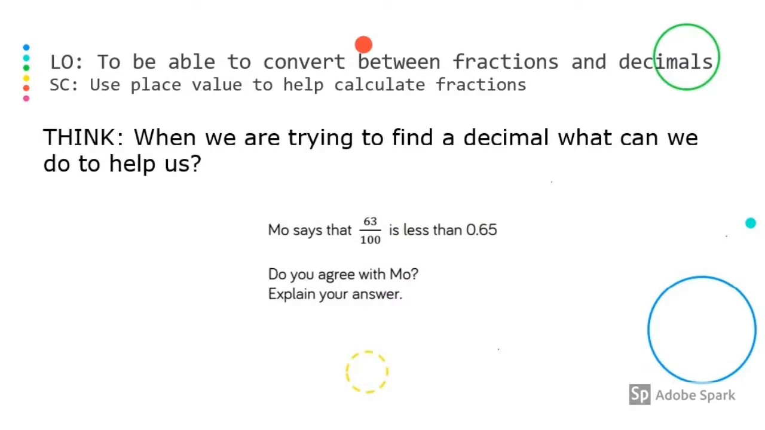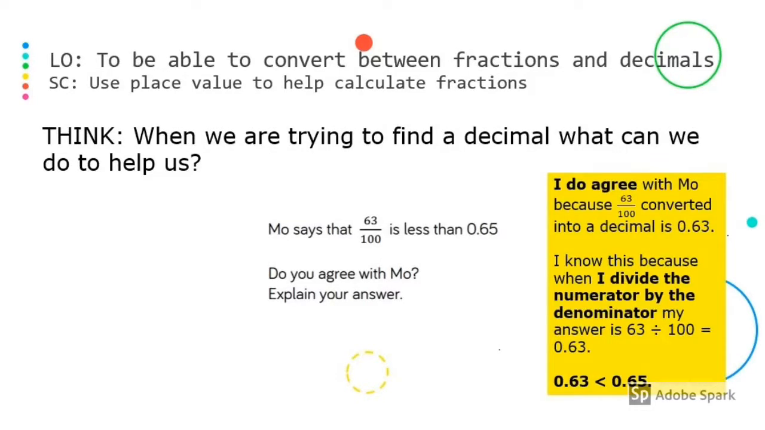Now we've done some do's, let's have a go at thinks. When we're trying to find a decimal, what can we do to help us? Do you remember we need to use short division in our questions. This question says, Mo says that 63 over 100 is less than 0.65. Do you agree with Mo? Explain your answer. Let's have a go at this one together.